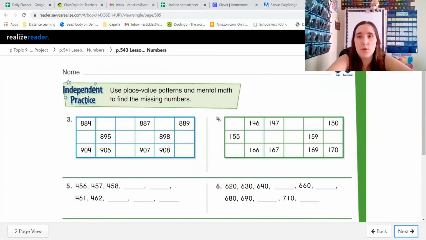Let's get some more practice in our workbooks. Let's turn that page. We're going to do number 3 together. It's the same thing as those first 2 problems that we did. So it says use place value patterns and mental math to find the missing numbers.